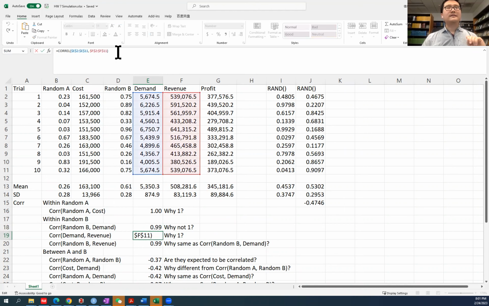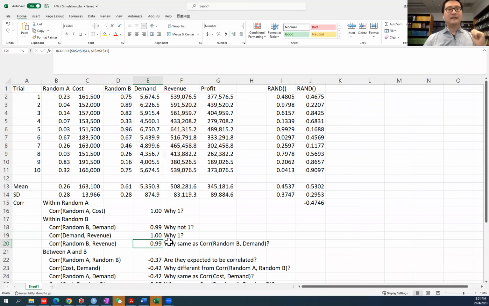However, when we calculate the correlation between demand and revenue, this again gives us exactly 1. As we just walked through, it's because revenue is nothing but the demand times 95. It's a linear transformation. So correlation would be perfect. Then here it comes again. If we calculate the correlation between random number B and revenue, we would observe again 0.99.